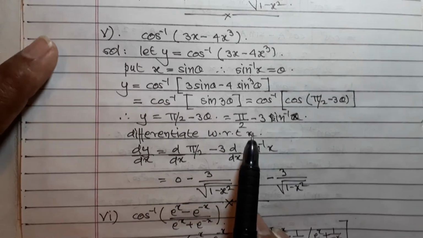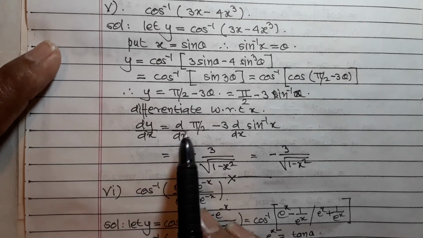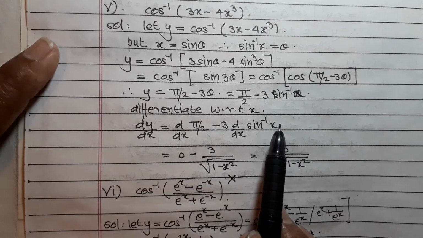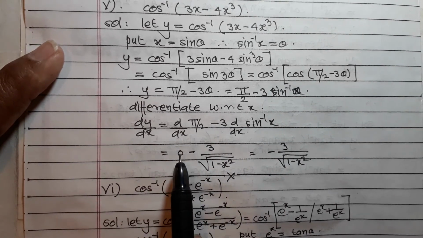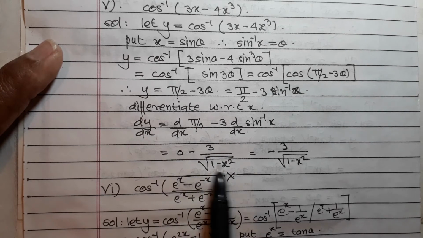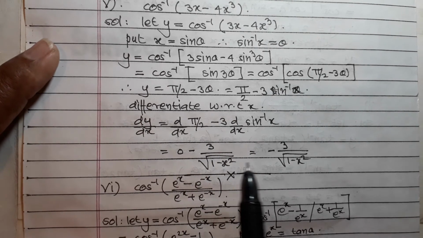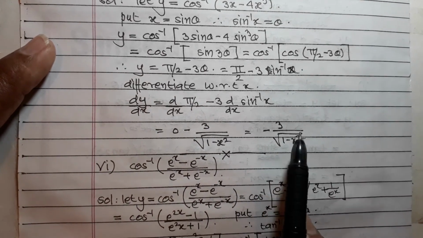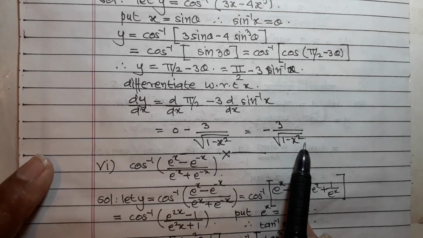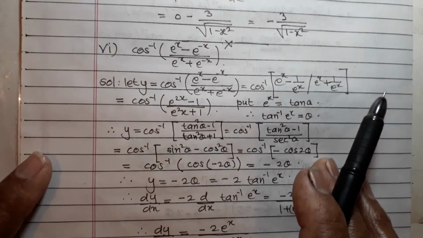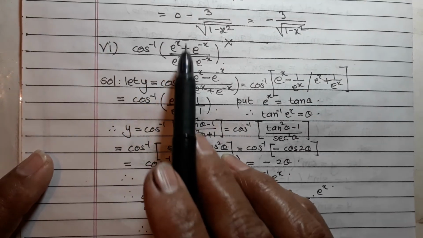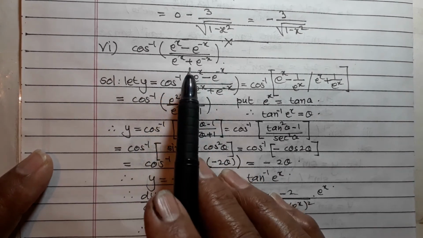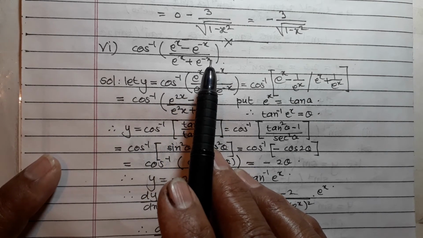Differentiate with respect to x. dy/dx is equal to d/dx pi by 2 minus 3 d/dx sin inverse x. So this is constant, 0 minus 3 upon under root 1 minus x square, and therefore the derivative is equal to minus 3 upon root 1 minus x square. Question number 6. Cos inverse of (e raised to x minus e raised to minus x) upon (e raised to x plus e raised to minus x).